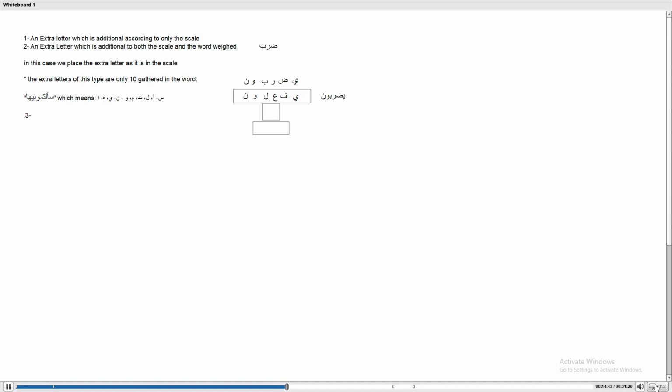Then we have an extra letter which is a doubling of a letter in the word weight. Okay?